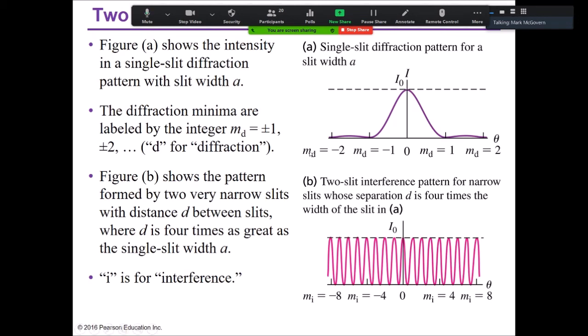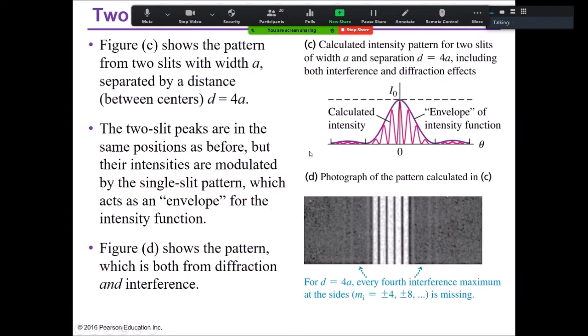Here's your envelope. Your double-slit interference pattern is encased in an envelope that is dictated by diffraction. And so you get this beautiful picture up here. Look at this picture. You have an interference pattern with an envelope of diffraction.